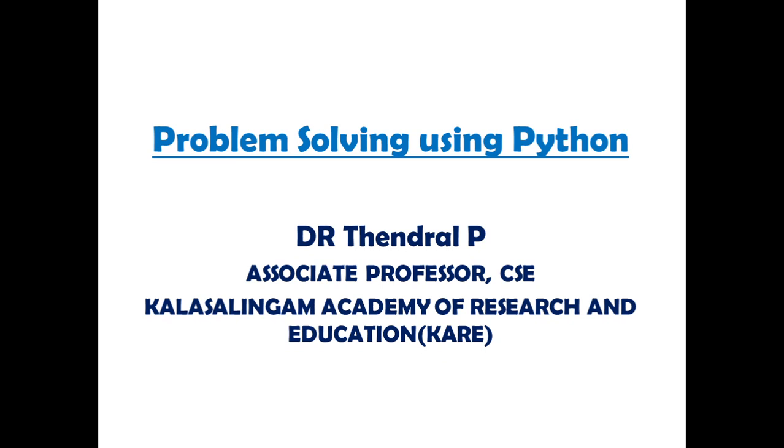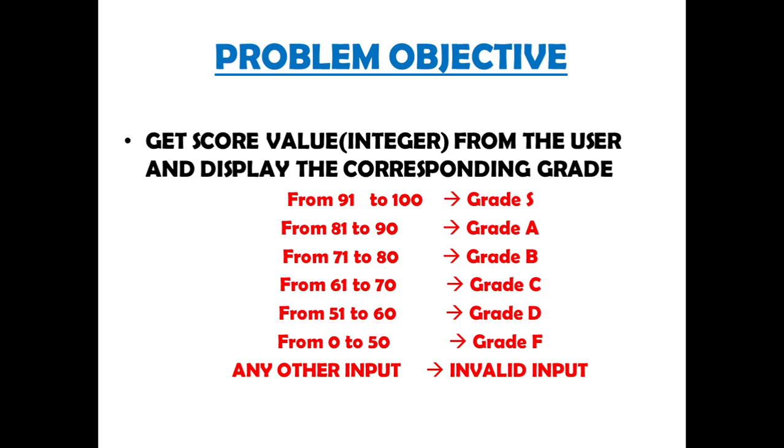Hello everybody. In this video we are going to see problem solving using Python for a basic problem, and the problem objective is given here. A user will give a score value. For example, it's an exam score and the corresponding grades have to be displayed. The range in which the score falls has to be mapped.